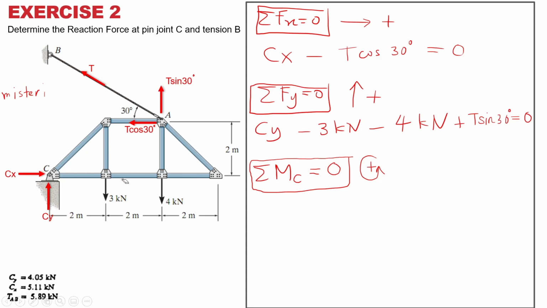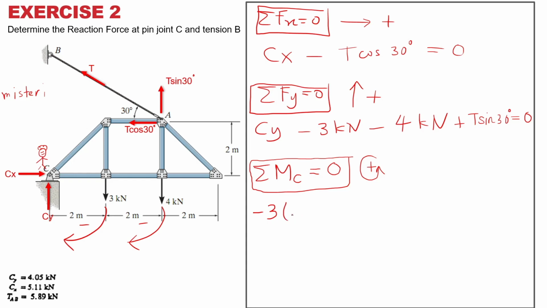So it becomes very convenient for us. So this is the location that we are calculating our moment. So you are here at location C. So let's not get confused. This is where you are calculating your moment. So the first one, 3 kilonewton is going that way. It's clockwise, so it's a negative. 4 kilonewton, it's a negative again, because it's rotating clockwise, right?